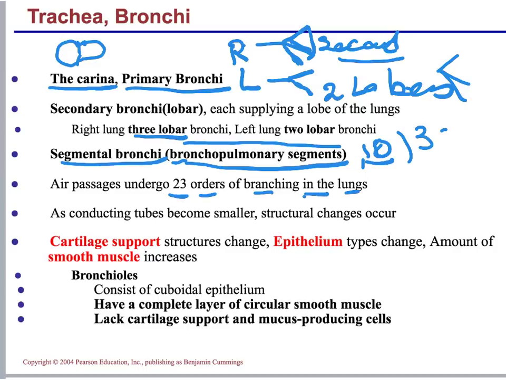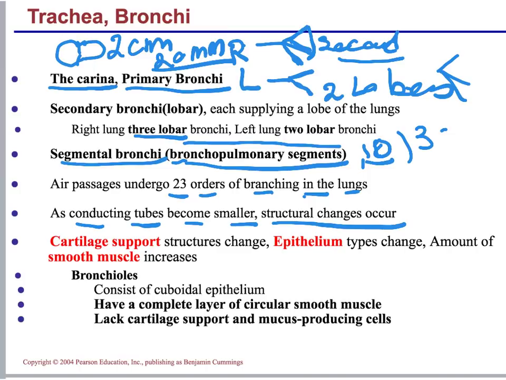As these conductive airways become smaller and smaller, the trachea by itself is about 2 centimeters, so less than an inch, which is 20 millimeters. I'm going to give it to you guys in metric, so you know when I get to the bronchioles. In the tracheobronchial tree, with every division the airway becomes smaller and smaller. Not only does the size change, but we also have structural changes that occur.